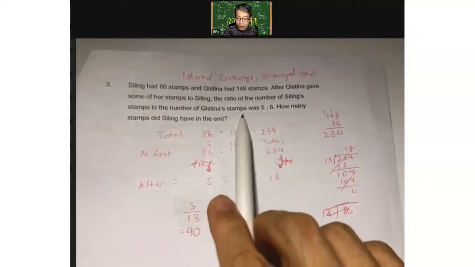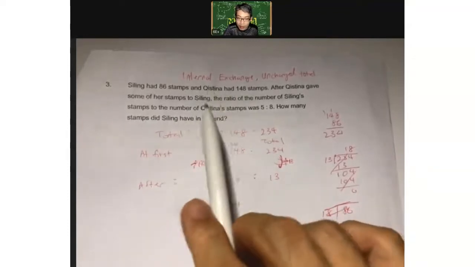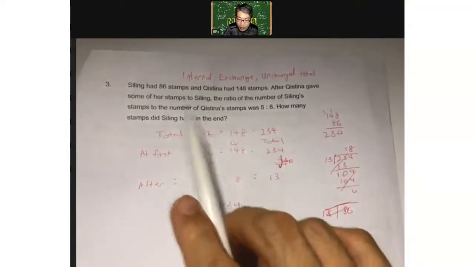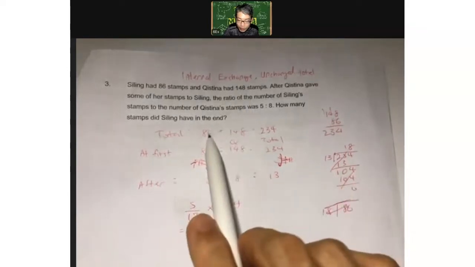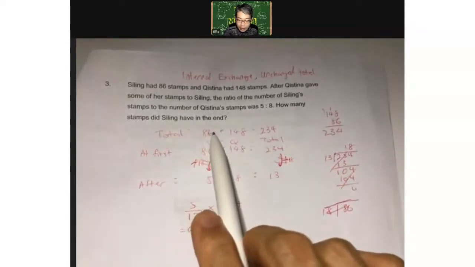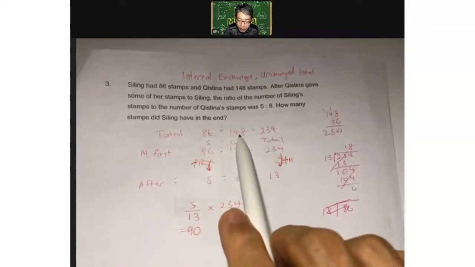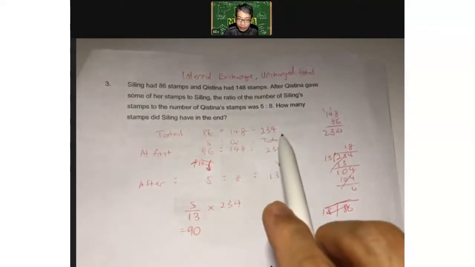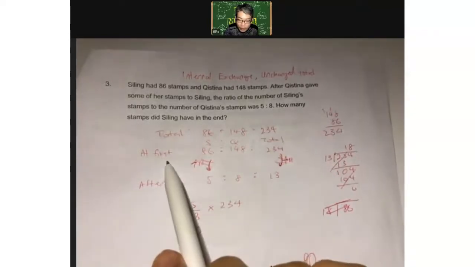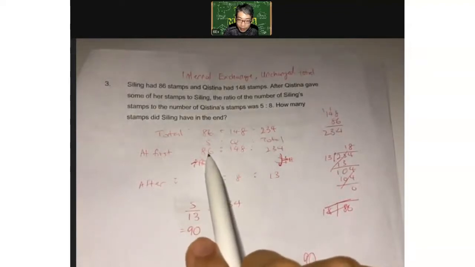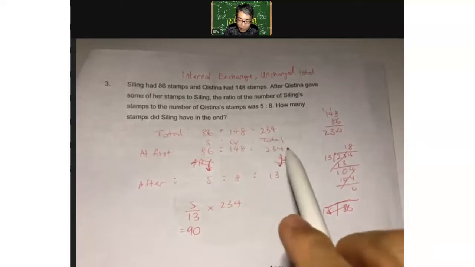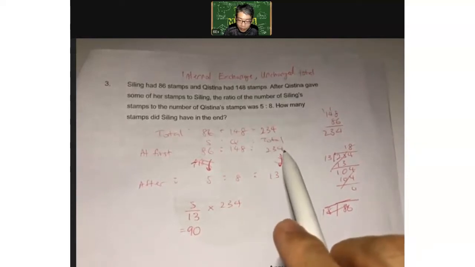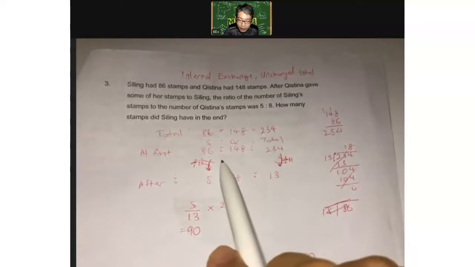Many words, right? So not to worry, we break it down step by step, sentence by sentence. So you know the total amount of stamps they both have. Ceiling had 86, Christina had 108. So I put this down first. Ceiling has 86, Christina had 108. The total is 234. So if I put it in a ratio form, Ceiling is 86, Christina is 108, total is 234.